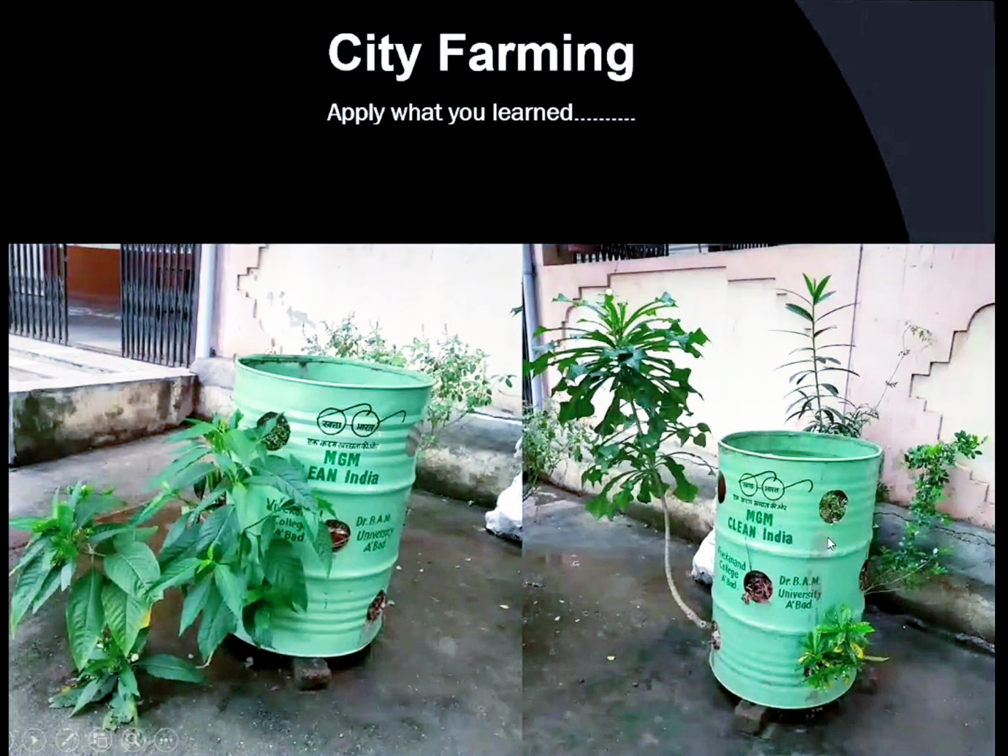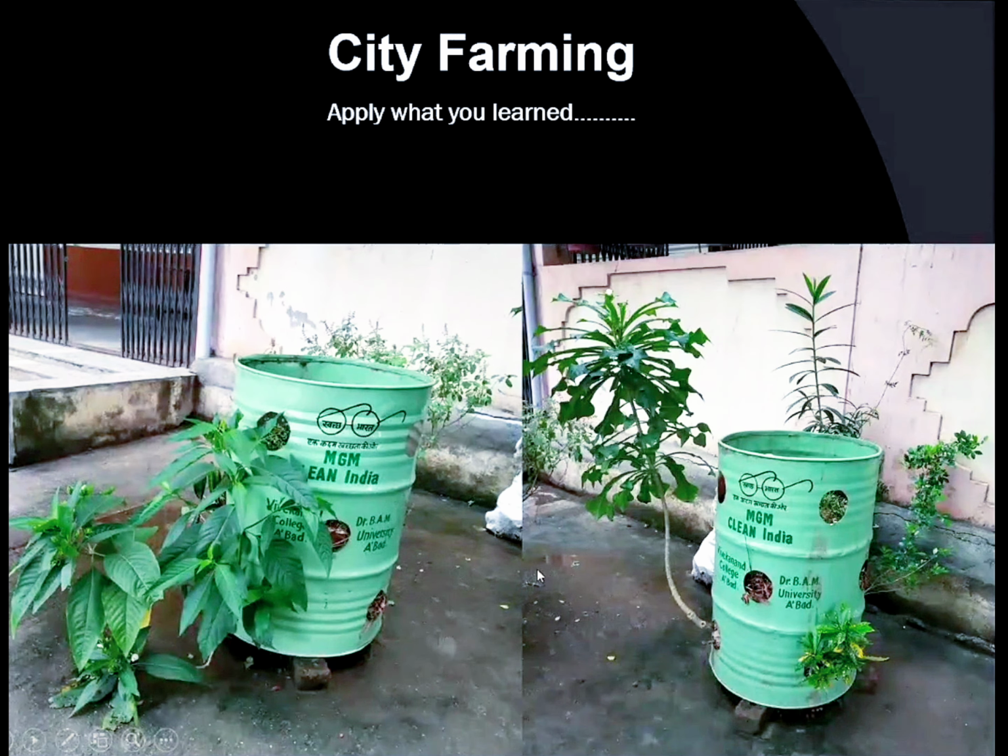Okay, and we just have to sprinkle water. Every day we have to do all these things. So what will happen, all these leaf litters will slowly decompose naturally, and that decomposed material will be a good nutrient for plant growth.